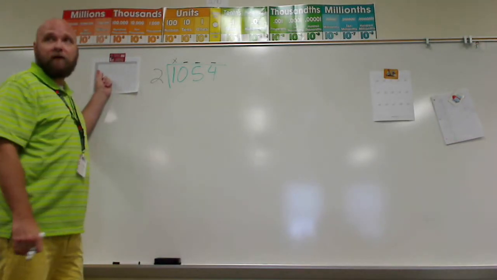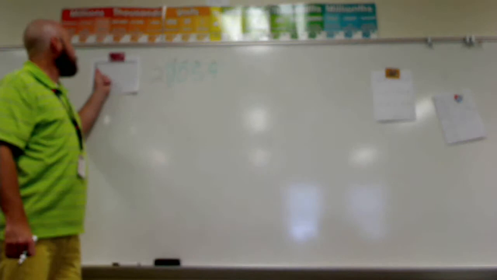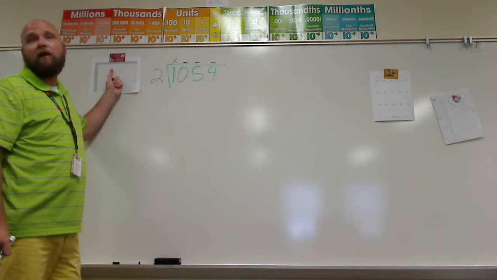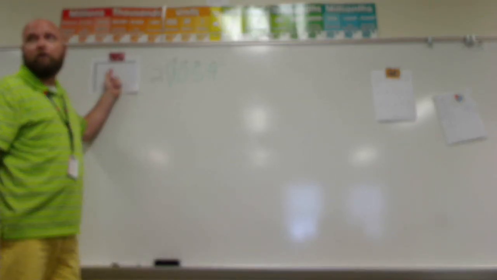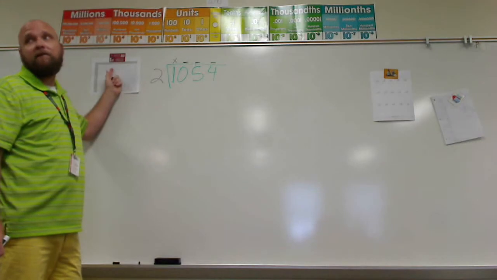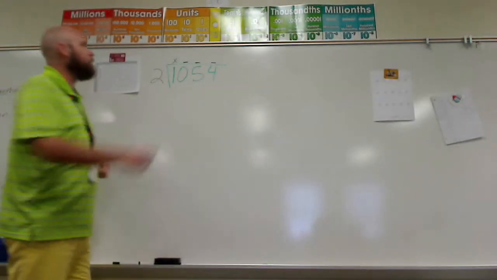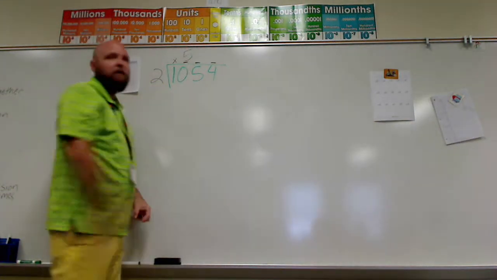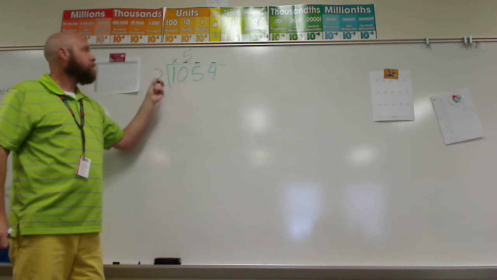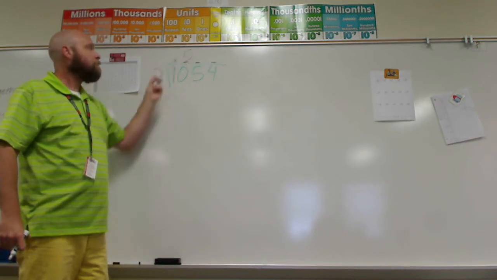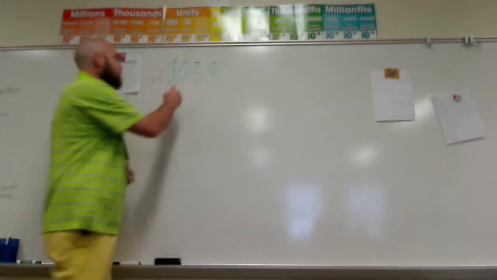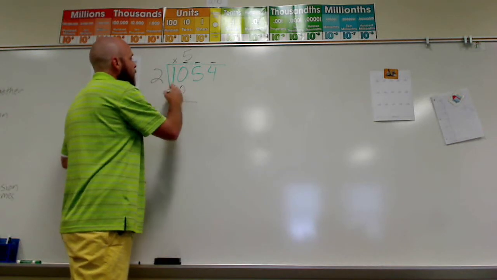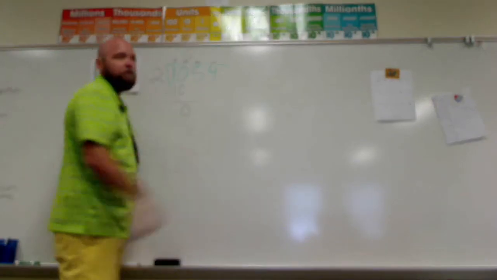I can look at my multiplication chart, start in the row that starts with 2. I go over until I find the number closest to 10 without going over 10, and that is exactly 10. I go straight to the top, and 2 goes into 10 5 times. Then I multiply this first digit in my quotient times my divisor. 5 times 2 is 10. I put my 10 down here, I subtract, I get 0.